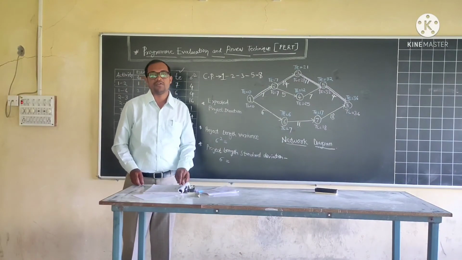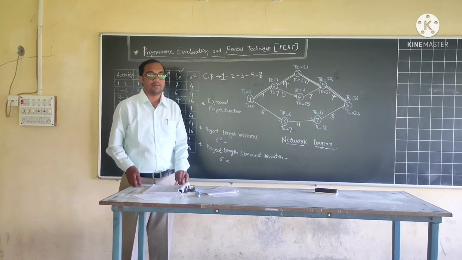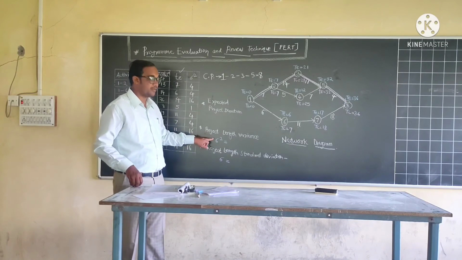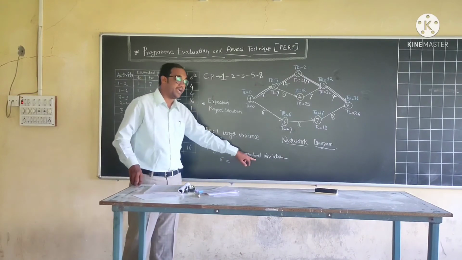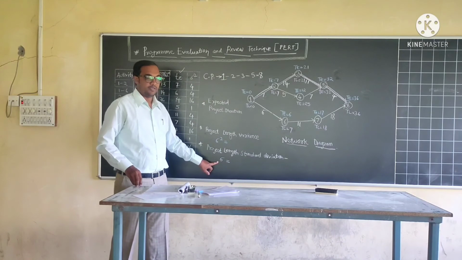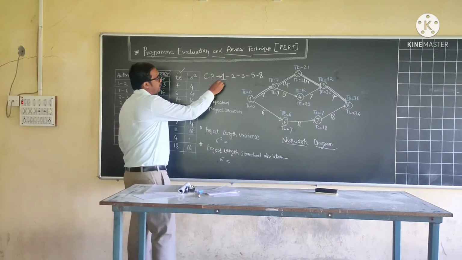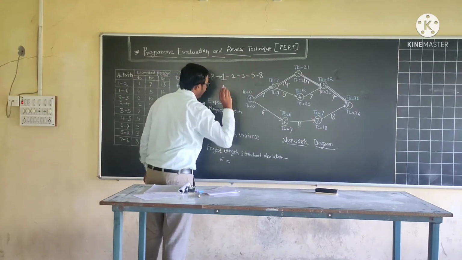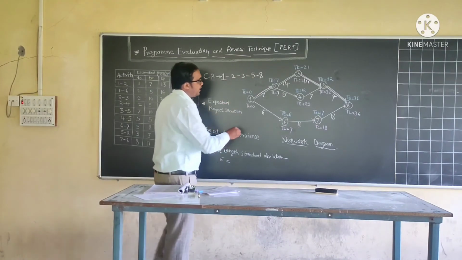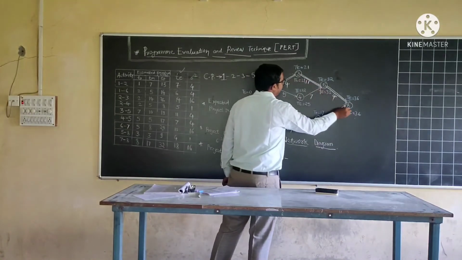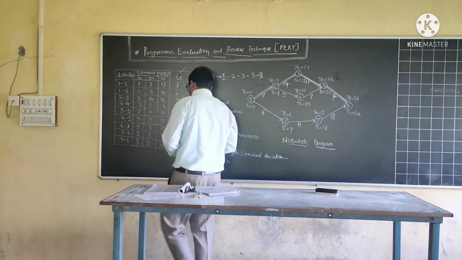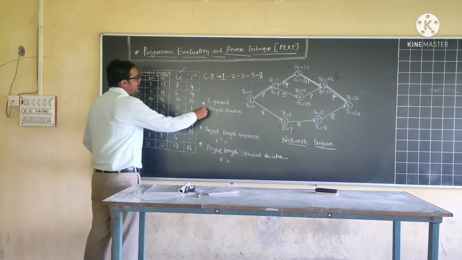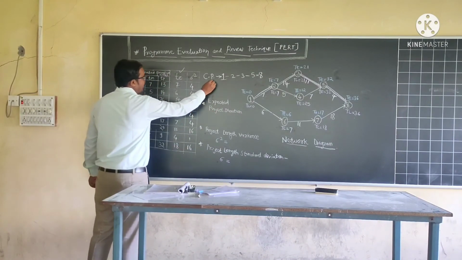At last, we can cross verify the values of expected time duration. Also, we have to find out the project length variance sigma square and project length standard deviation sigma. So firstly, we have the critical path 1 to 2, 2 to 3, 3 to 5 and 5 to 8. With the help of the network diagram we have already calculated the project duration, 36 weeks. But with the help of this trick also we can cross verify the expected project duration.